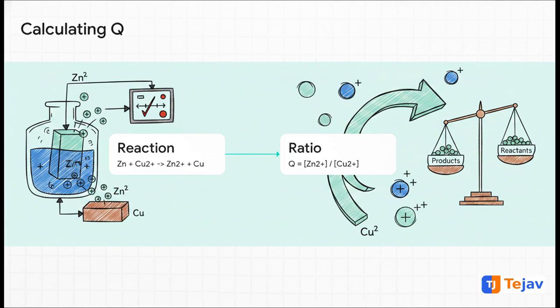Now remember, solid metals don't affect our concentration calculations, so we toss them out and only look at the aqueous ions. That means our ratio focuses entirely on the concentration of the product ions, which is zinc, over the reactant ions, which is copper. Suddenly, all those abstract concepts become very real chemistry.